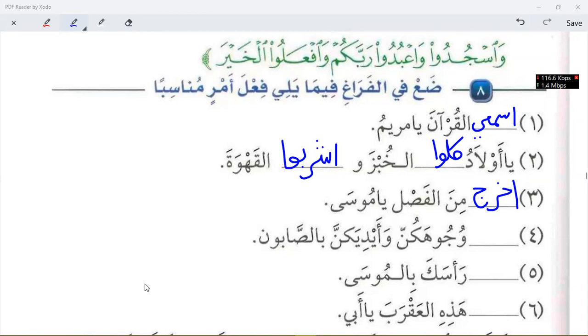Next we have Miss Amina Abdi Hassan. Yes, teacher. Assalamu alaikum. Wa alaikum assalam. Wujuhunna wa yadaykunna bisabun. Iqsilu is for males, but here we have females. Iqsilna, yes.